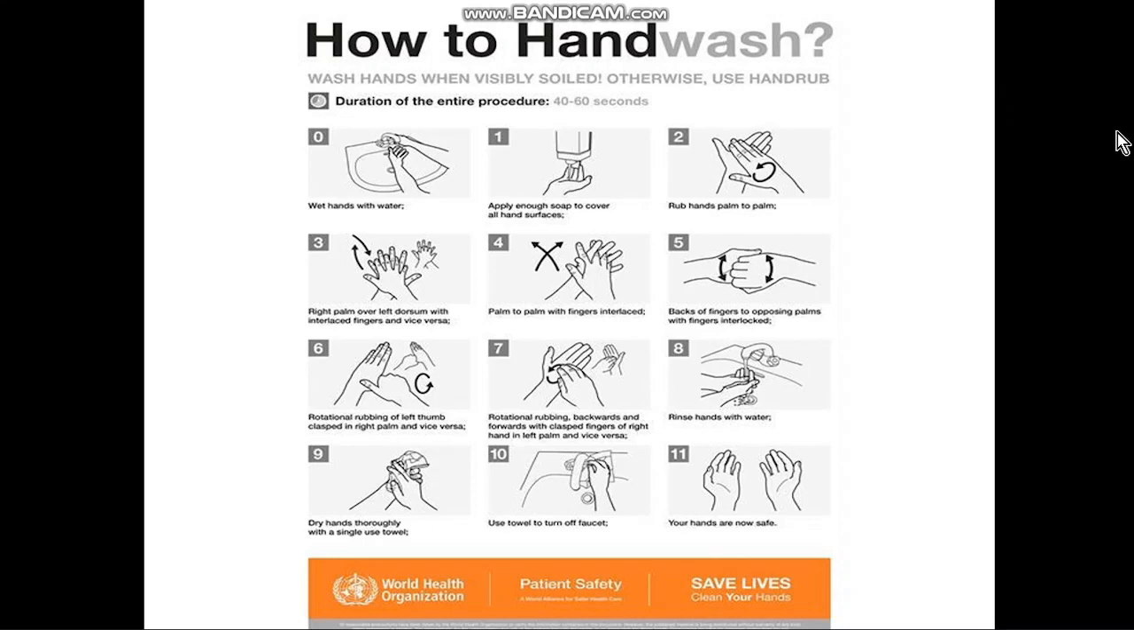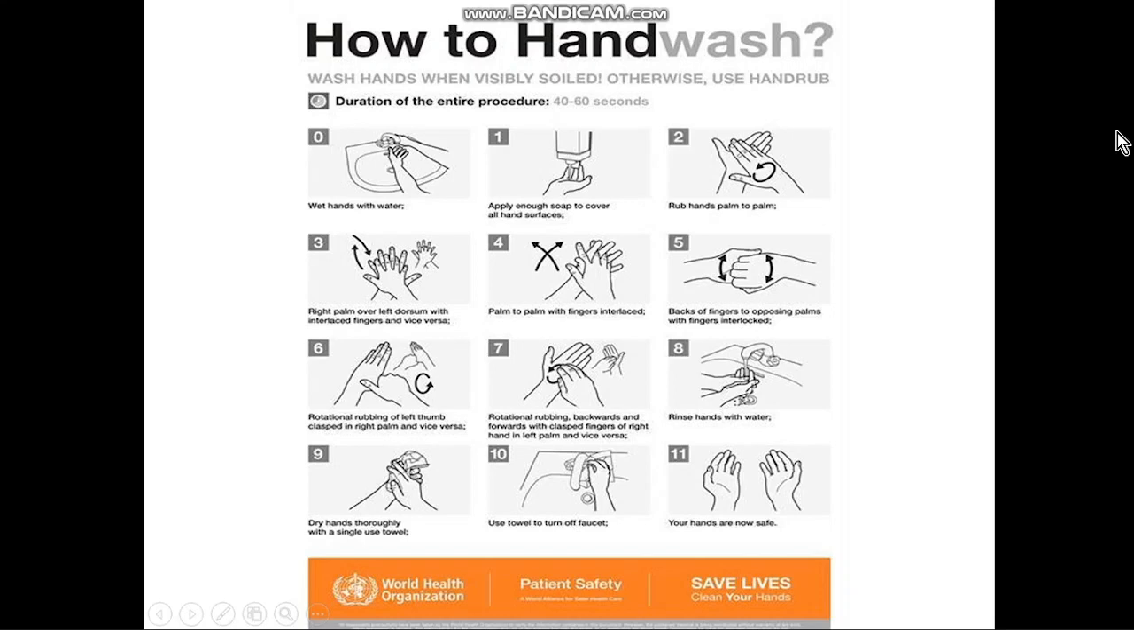And firstly, right palm is held over left dorsum with interlaced fingers and vice versa, as shown in the picture number 3 here. And then palm to palm with fingers interlaced. Then we go for backs of the fingers to opposing palms with fingers interlocked like this. And the rotational rubbing of the left thumb clasped in right palm and vice versa. We do it with both hands whenever I'm saying vice versa, right?